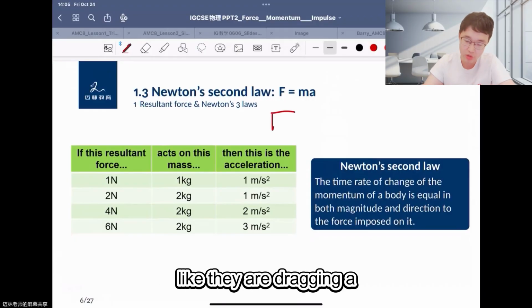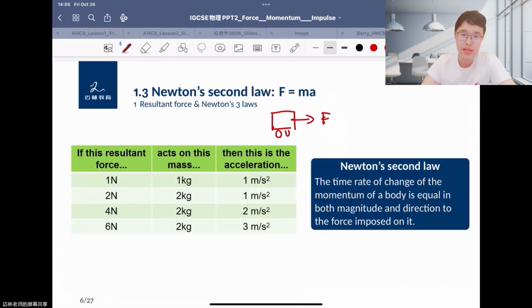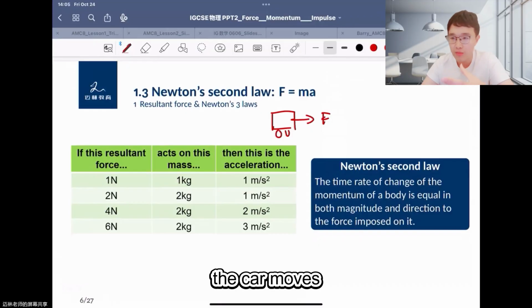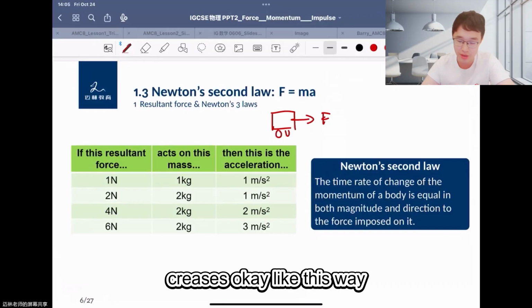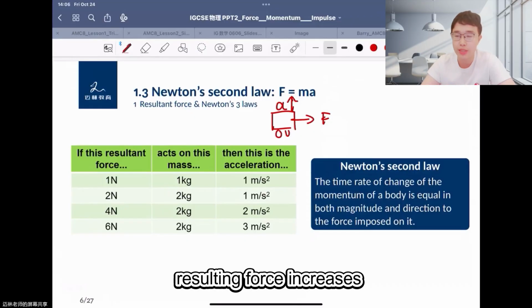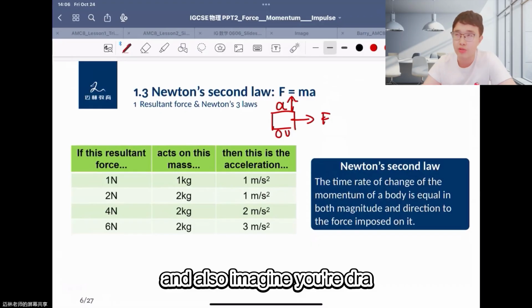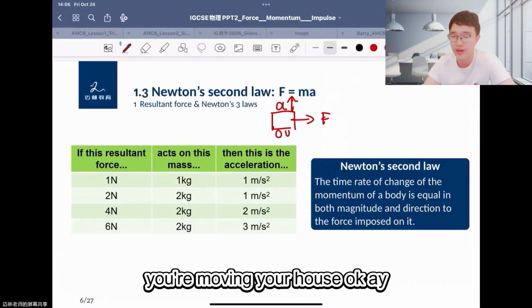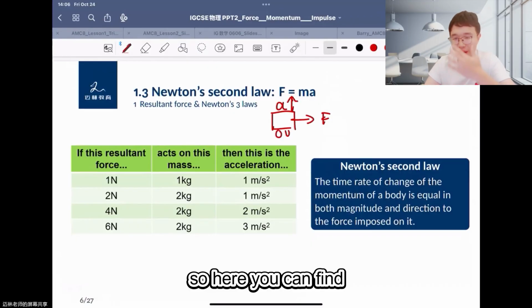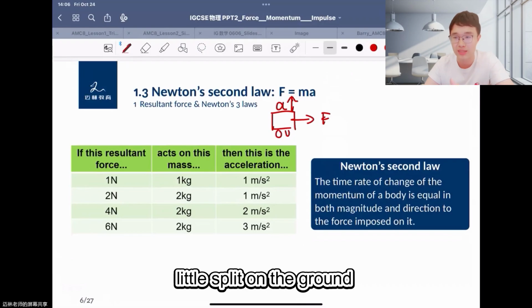Like they were dragging a car in this way, using a driving force to drag the car. And you find once you increase your force, the car moves faster, or the acceleration increases, okay? So here you can say that the resultant force increasing can make the car move faster, right? And also imagine you're dragging a very heavy refrigerator or TV when moving house. You can find it's very hard for you to drag them. Okay, right? Maybe they move at a very low speed on the ground, right?